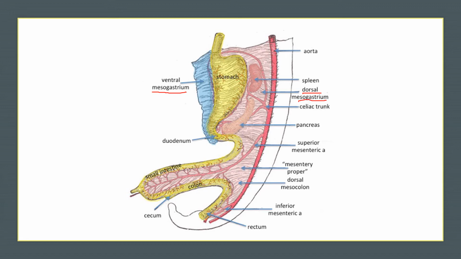In the dorsal mesogastrium, the development of the spleen appears. The development of the spleen occurs in the left layer of the dorsal mesogastrium. The part of the dorsal mesogastrium between the stomach and the spleen becomes the gastrosplenic ligament. And then the part of the dorsal mesogastrium between the spleen and the posterior body wall becomes the lienorenal ligament in future.